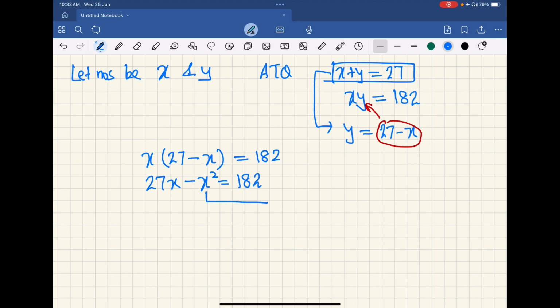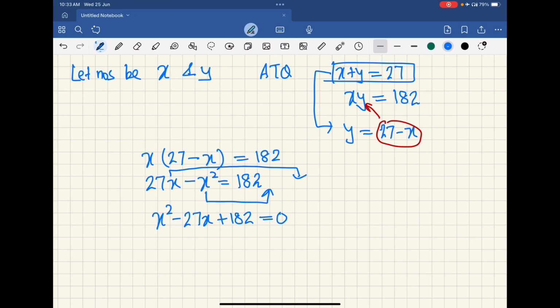So what should we do? Bring minus x square to this side, it will become plus x square. Bring 27x to this side, it will become minus 27x. So let us write that. So I will have x square minus of 27x plus 182. 182 तो अपनी जगह में रहा, so it is not changing side, which is equal to 0.